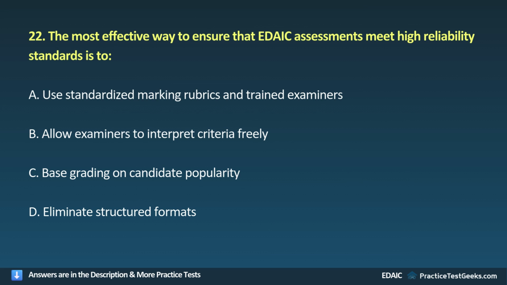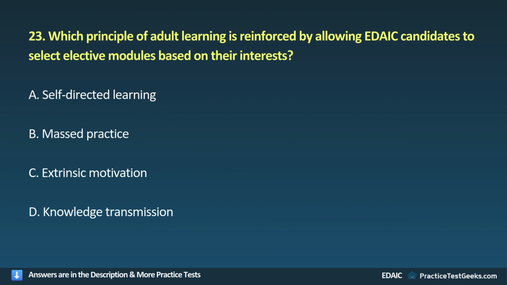22. The most effective way to ensure that EDAIC assessments meet high reliability standards is to: A. Use standardized marking rubrics and trained examiners. B. Allow examiners to interpret criteria freely. C. Base grading on candidate popularity. D. Eliminate structured formats.